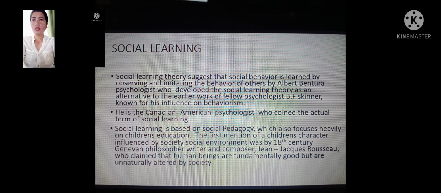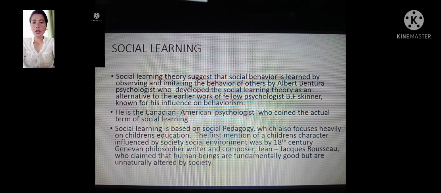So my third topic is about social learning. Social learning theory suggests that social behavior is learned by observing and imitating the behavior of others. It was developed by Albert Bandura, the psychologist who proposed it as an alternative to the earlier work of fellow psychologist B. F. Skinner, known for his influence on behaviorism.